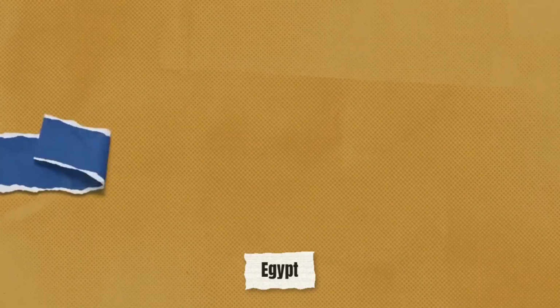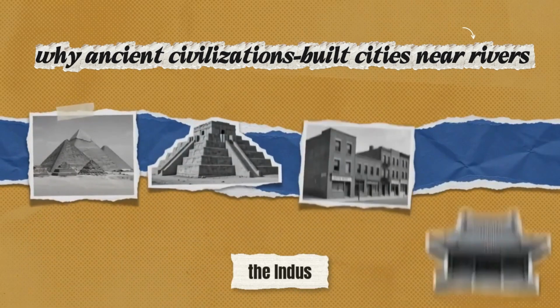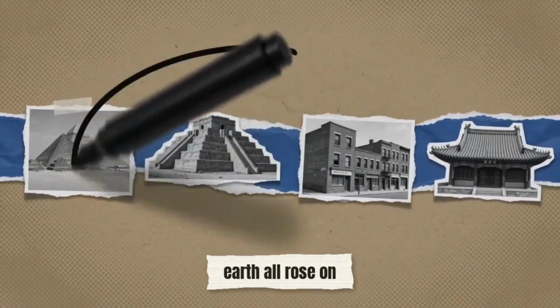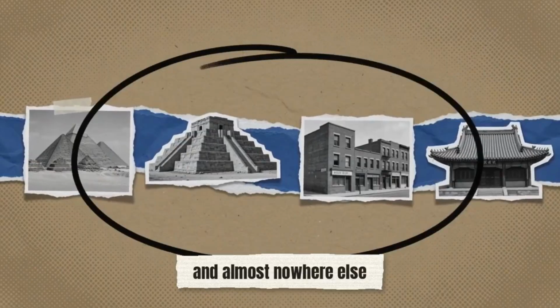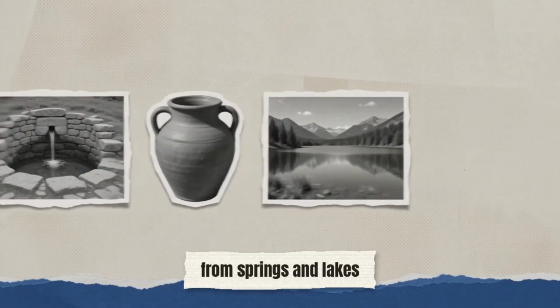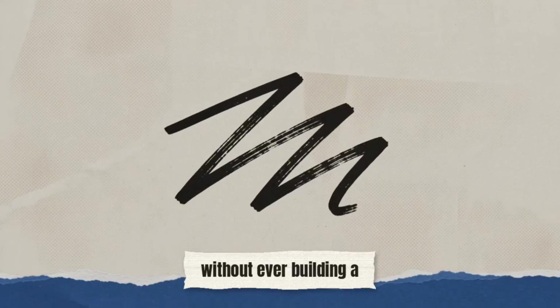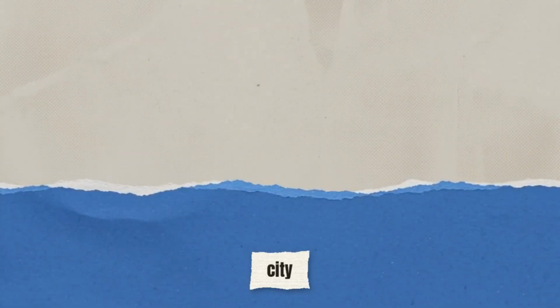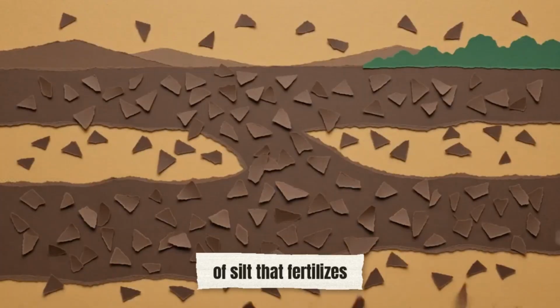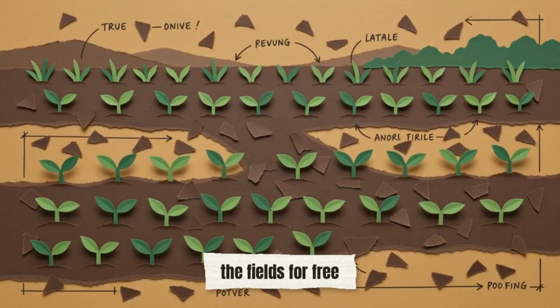Egypt, Mesopotamia, the Indus, the Yellow River. The first cities on Earth all rose on riverbanks, and almost nowhere else. The obvious answer is drinking water, but humans had drunk from springs and lakes for thousands of years without ever building a city. What a river really delivers is dirt, because every flood lays down a fresh sheet of silt that fertilizes the fields for free.